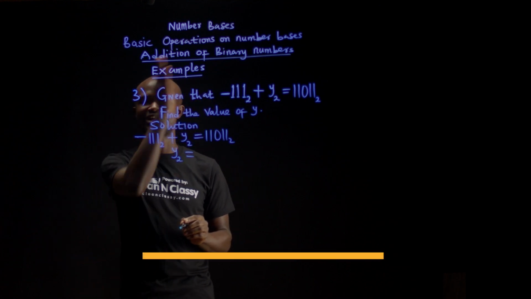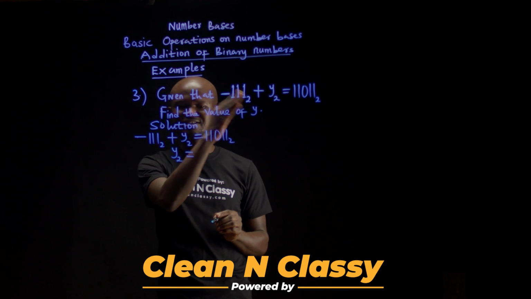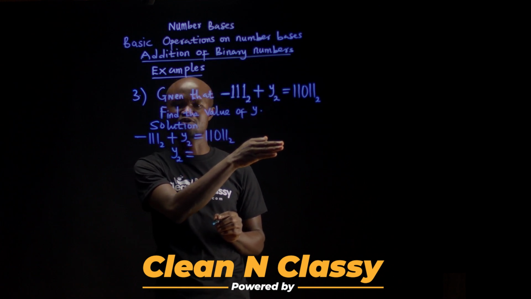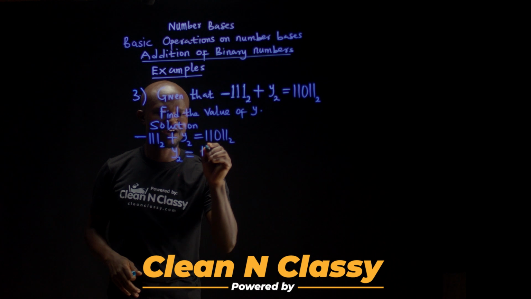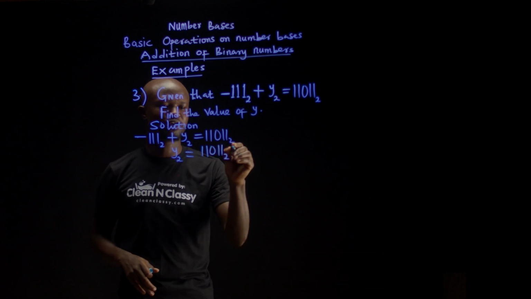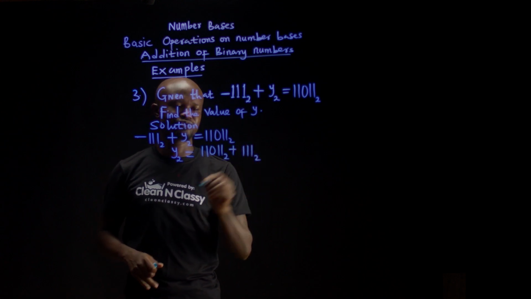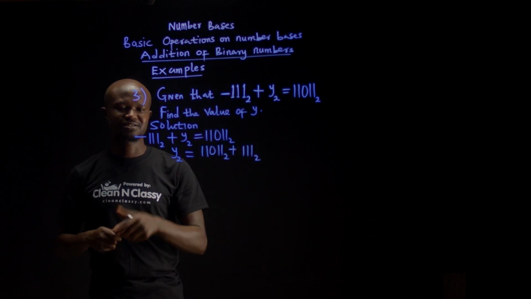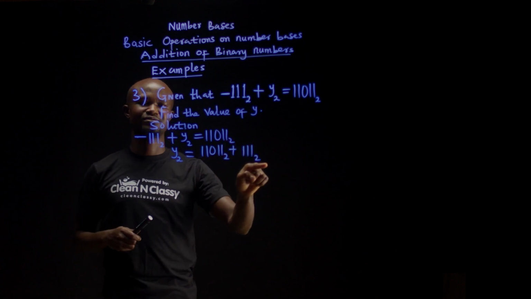I'll move this to the right-hand side. And once I move this to the right-hand side, it will turn to plus, because we are having minus here. So I will have 11011 base 2 plus 111 base 2. So you can see, coming to the right, it will turn to plus. Now we are having addition.